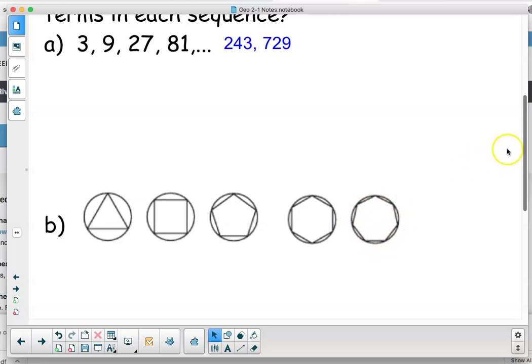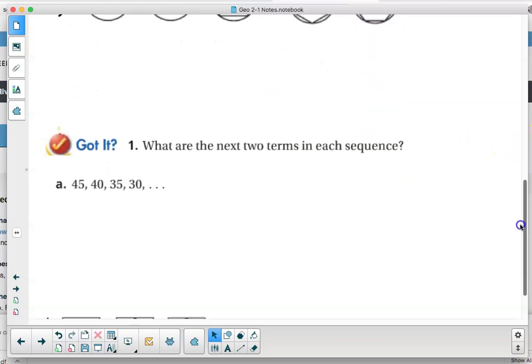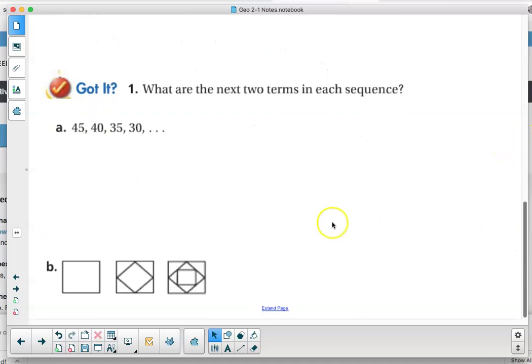Now it's your turn to figure out if you got it. Can you answer these 2 questions? What are the next 2 terms in each sequence? Shut me off and turn it back on when you have your answer. I want the next 2 terms. Now, what are the next 2 terms? I go 45, 40, 35, 30, 25, 20, and that's where I should be going: down by 5s.